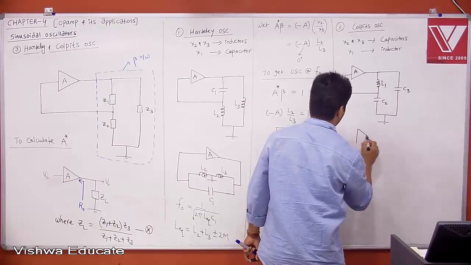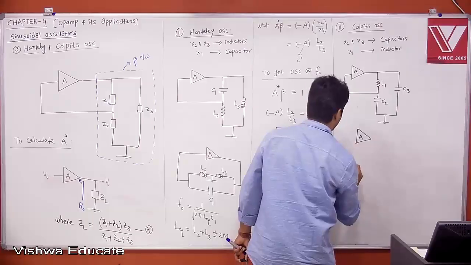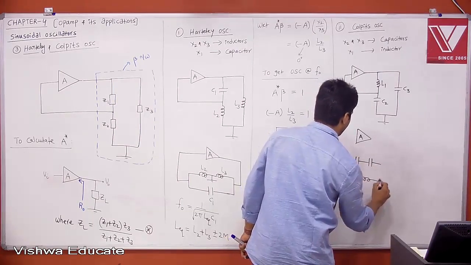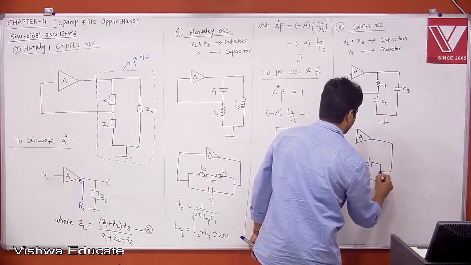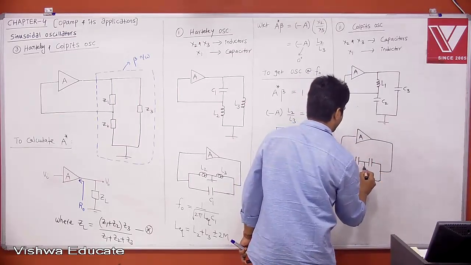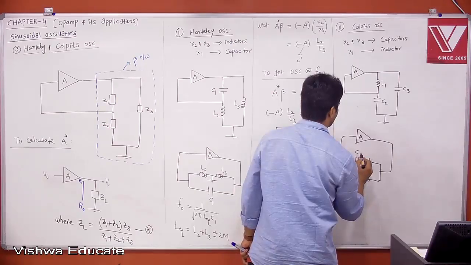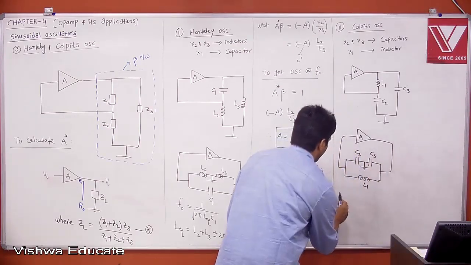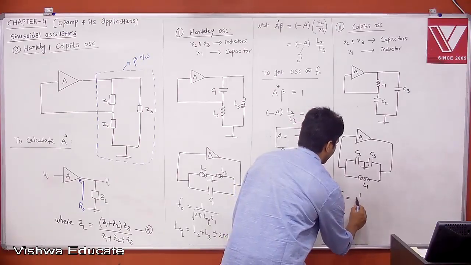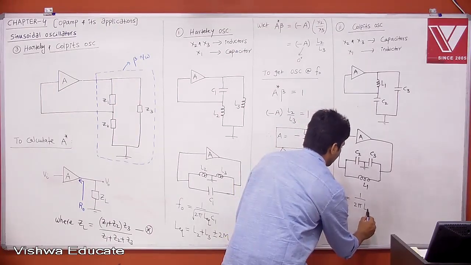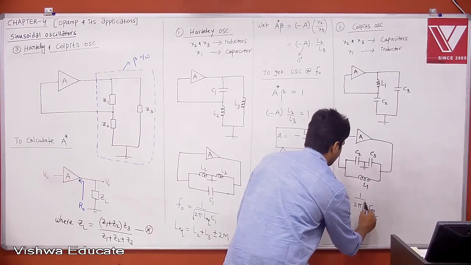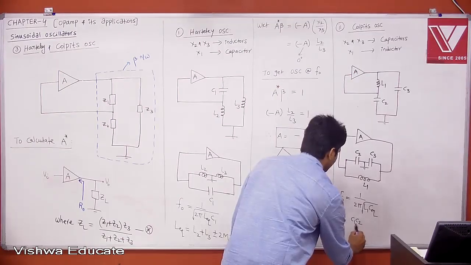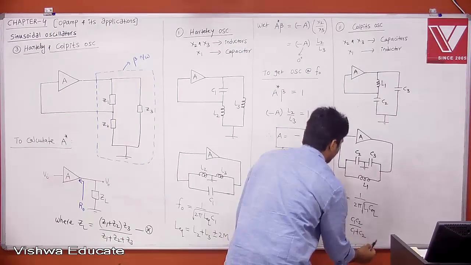Therefore, this is nothing but the open loop amplifier A, with two capacitors and an inductor in parallel. This is your split capacitor. This is C2 and C3, and this is your L1. And we already calculated the resonant frequency F0 is equal to 1 by 2 pi root over L1 into C equivalent, where C equivalent is equal to C2 C3 divided by C2 plus C3. This is your resonant frequency.